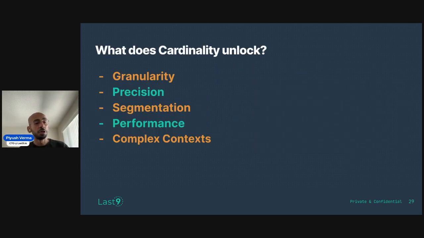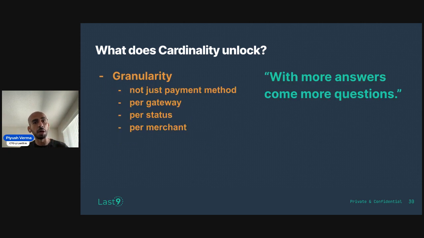Now, if I rewind, investing into this, the whole hoopla around cardinality, what does it really unlock? It unlocks granularity, precision, segmentation, and performance, and extremely complex context can be injected into the observability that you are deriving out of the system. Let's double down on this.